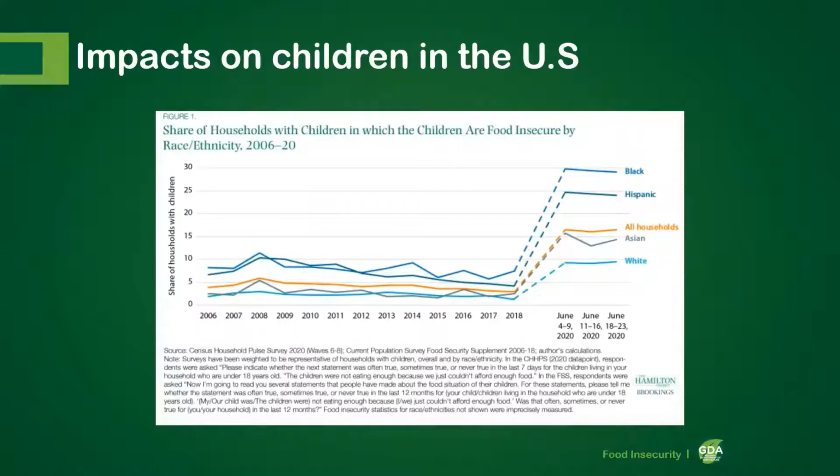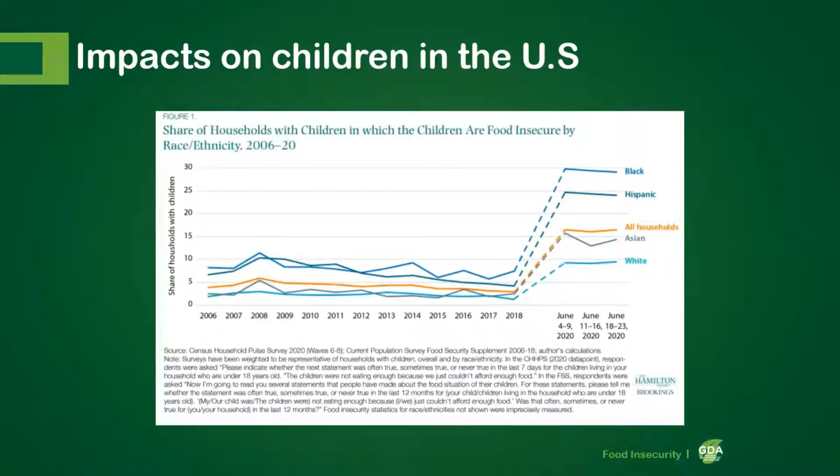Now, let's come back to the US and take a look at how the pandemic has affected food security among children in the US during the month of June. So the US Census Bureau asked about food insecurity in their household pulse survey. And the graph that you're seeing right now breaks down the percentage of households with children that reported food insecurity by race.